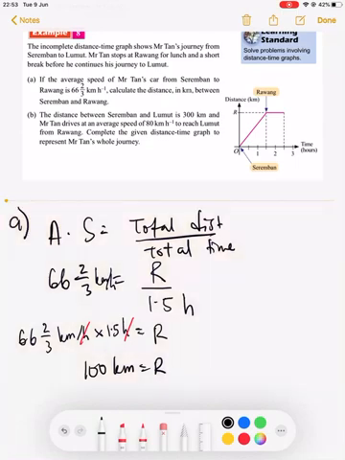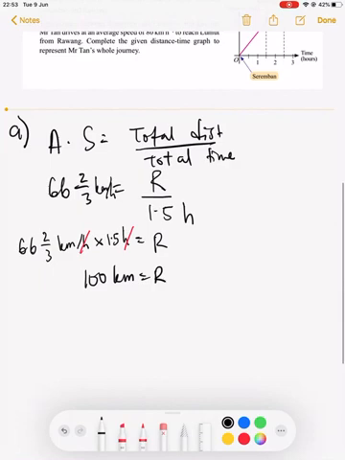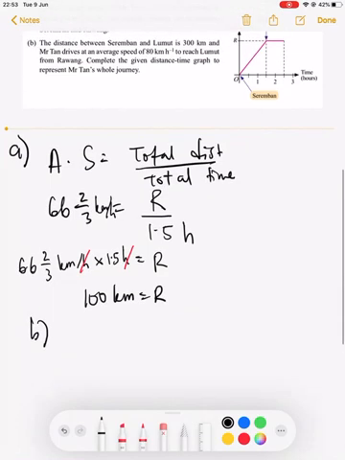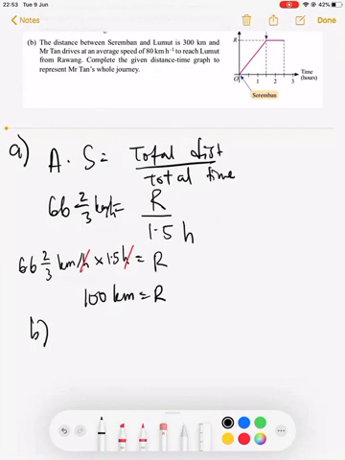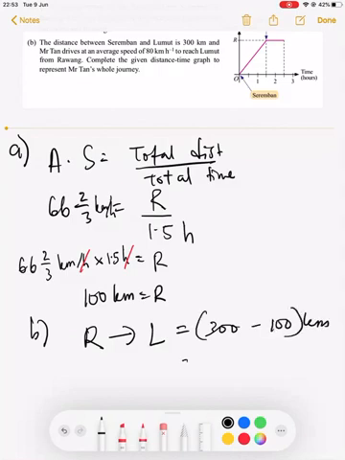Question B. The distance between Seremban and Lumut is 300 km. Mr. Tan drives at an average speed of 80 km per hour to reach Lumut from Rawang. Average speed is 80 km per hour. From Seremban to Lumut is 300 km. From Seremban to Rawang is 100. So from Rawang to Lumut will be 300 minus 100 km equals 200 kilometer.